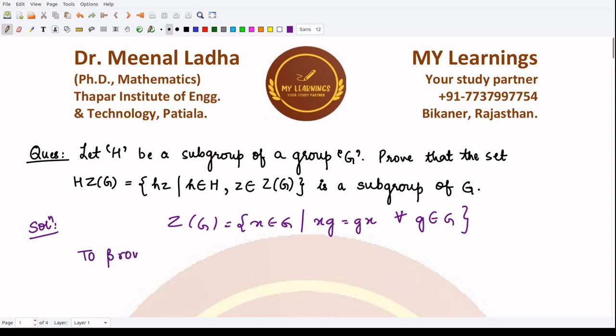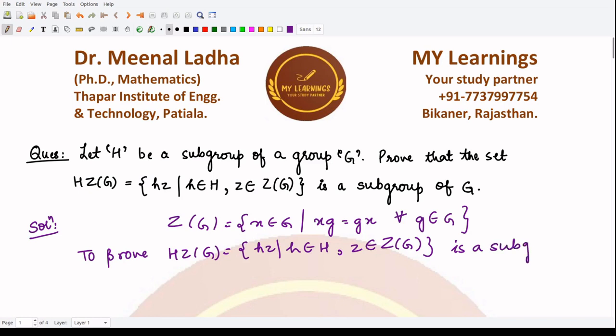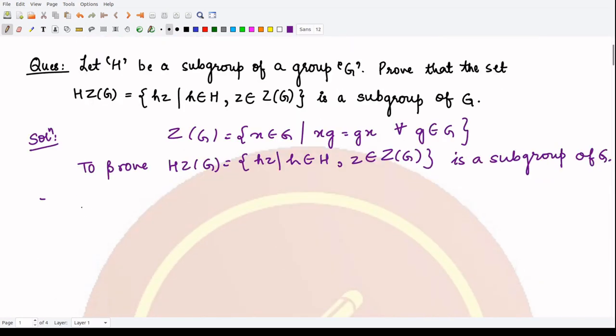Now we have to prove that HZ(G), which is given by hz, where this h is taken from the subgroup H, whereas small z has been taken from the center of G, is a subgroup of G, correct? So how can we prove this? In order to prove this to be a subgroup, we first of all show that the identity element is present within here. I say HZ(G) is non-empty.